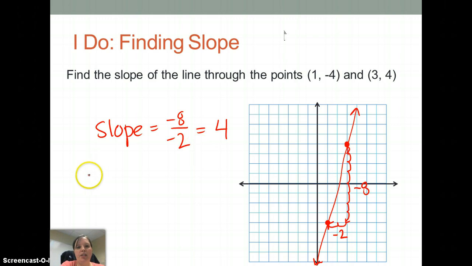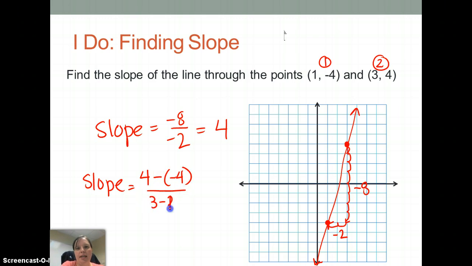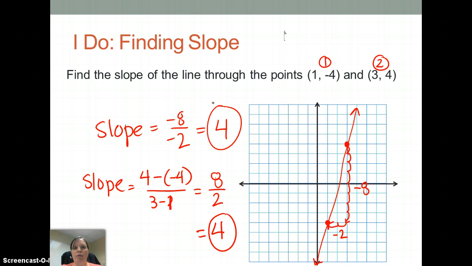If I did the calculation, and I said this is point 1, this is point 2, I take my y values, y2 minus y1 over x2 minus x1. 4 minus negative 4 is 8, 3 minus 1 is 2, and my slope still ends up being 4. Either way, you need to find what works for you. But be aware of both methods, and just find which one you prefer.